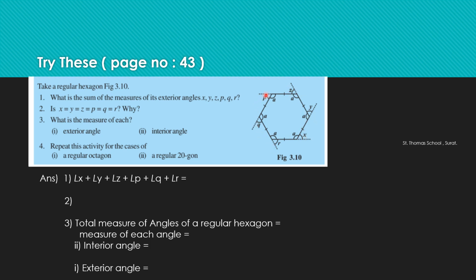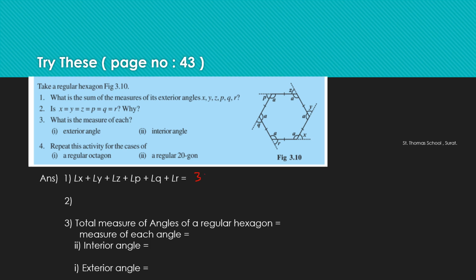Already we have studied that the sum of the measures of exterior angles of any polygon is 360 degrees. So we can write the answer like this: angle x plus angle y plus angle z plus angle p plus angle q plus angle r is equal to 360 degrees. So write the answer here, 360 degrees.